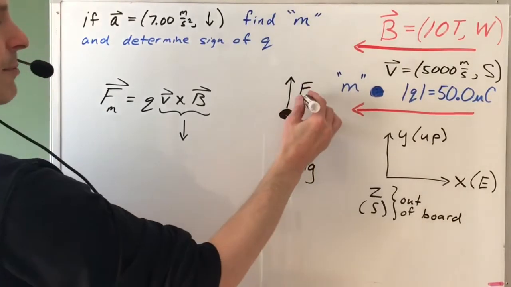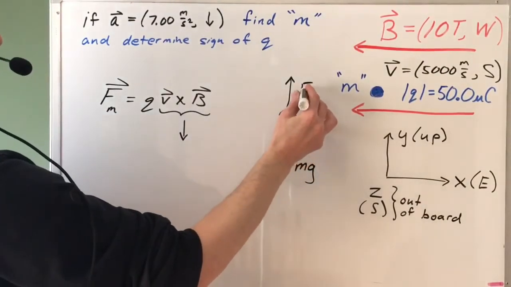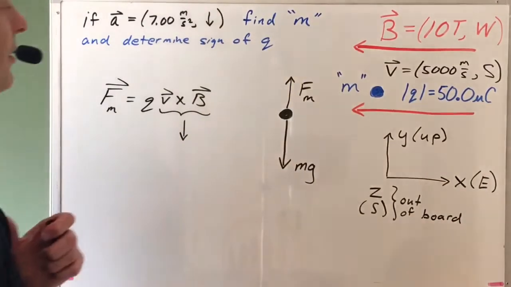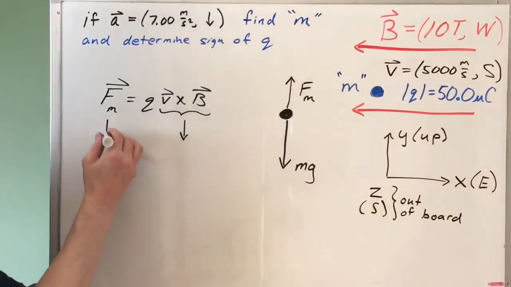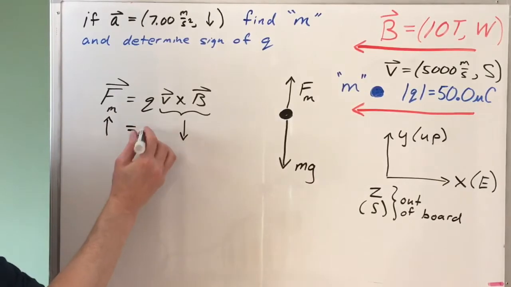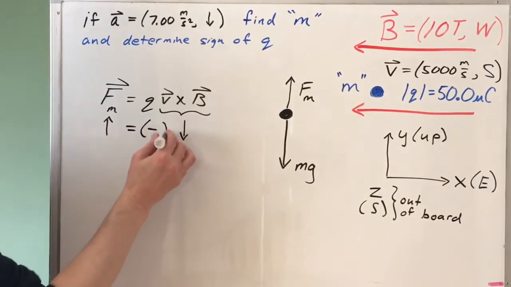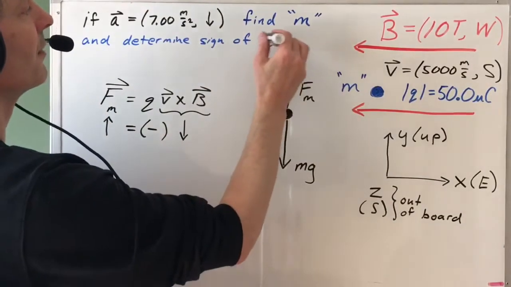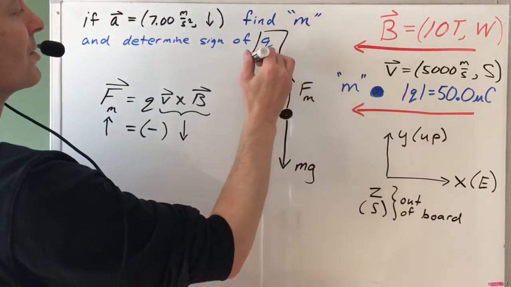I'll just represent the magnitude of the force, with an arrow giving the direction. All right. So if this is up, to have an equality there, I need to have a negative charge. So we've already got the sign of the charge. The sign of the charge is negative.